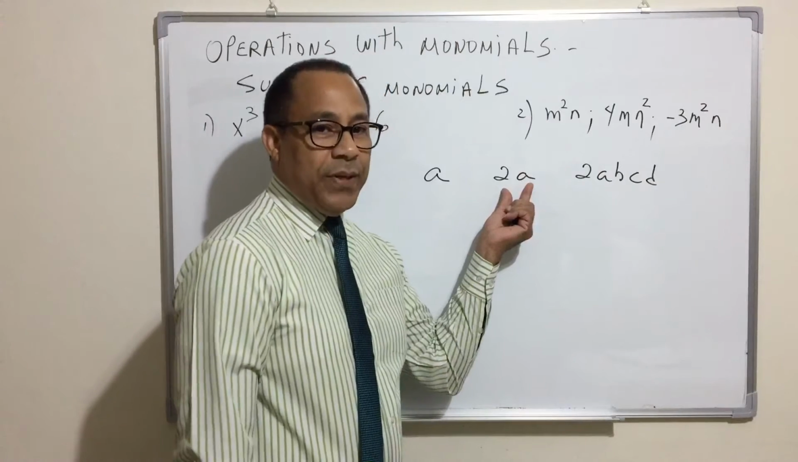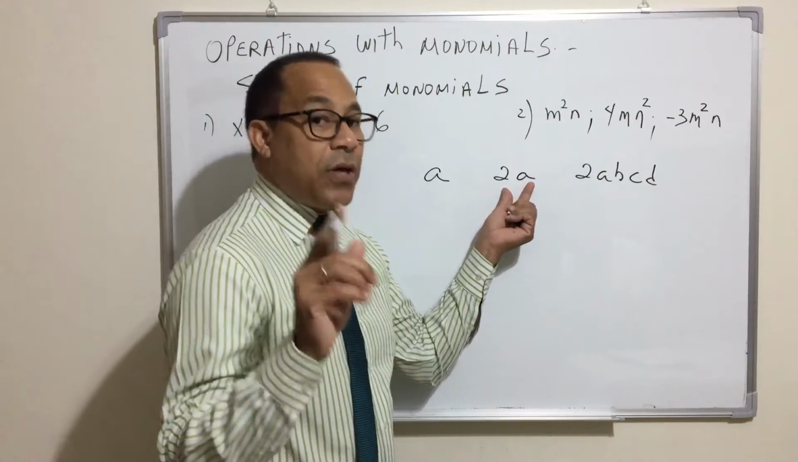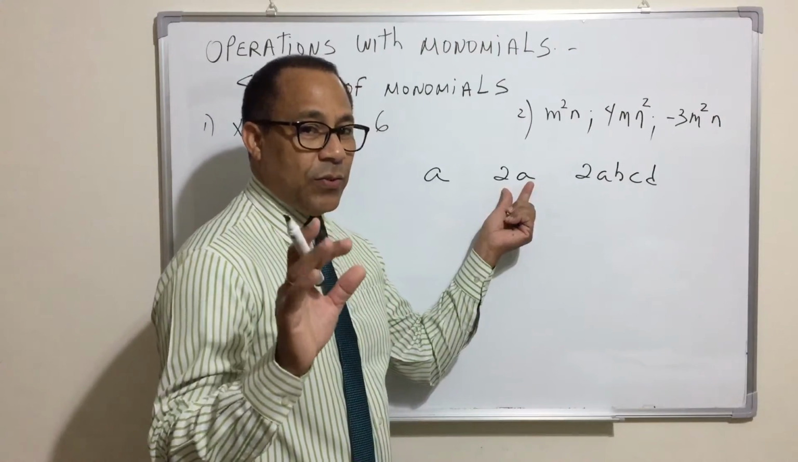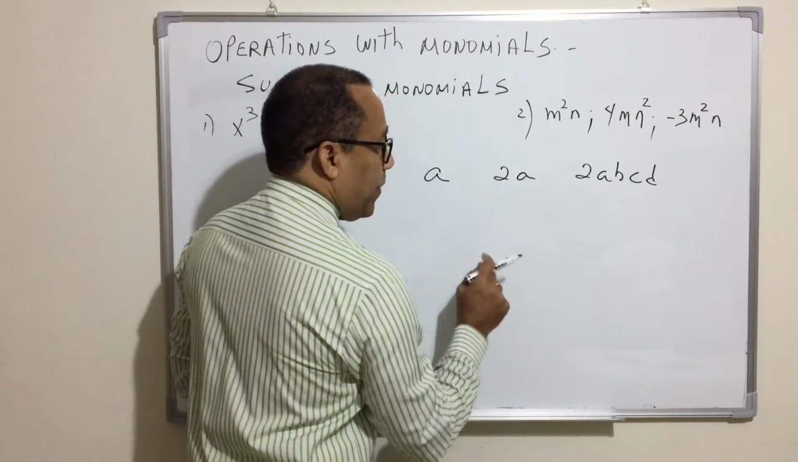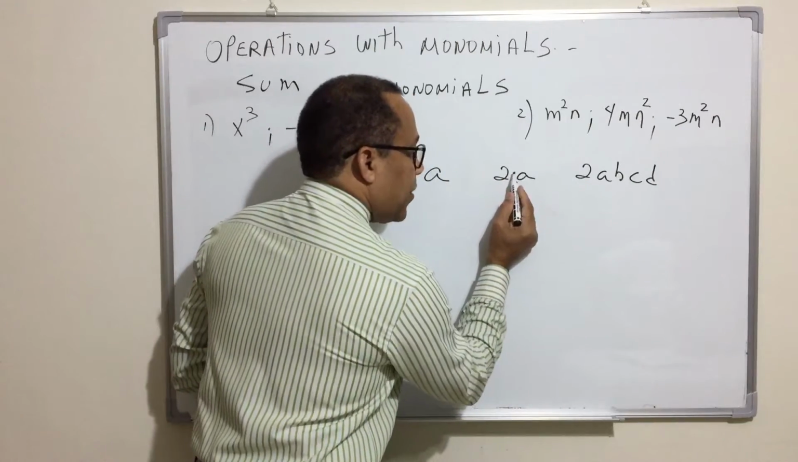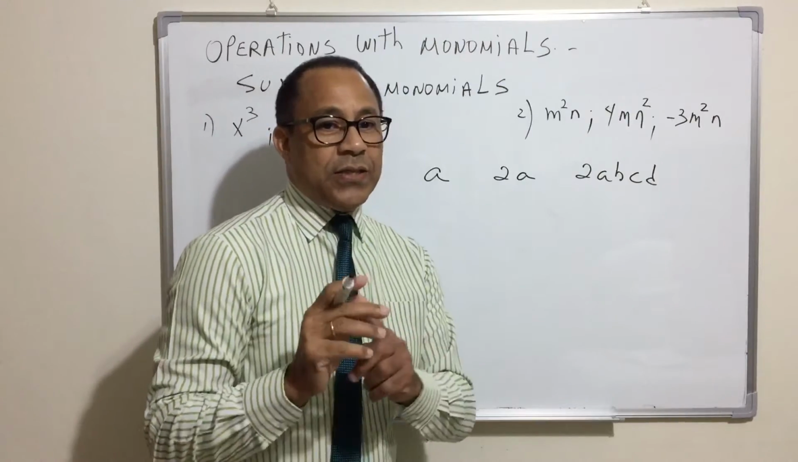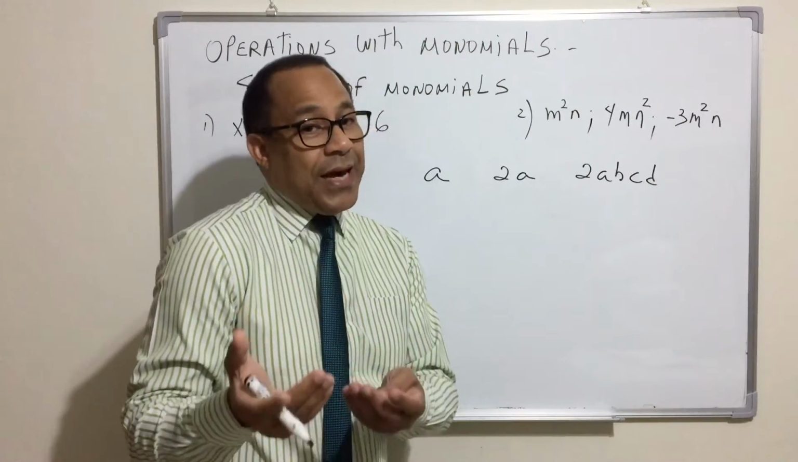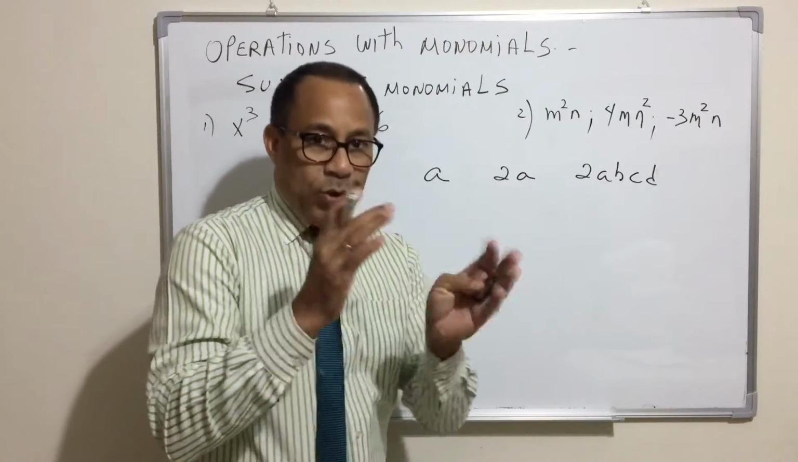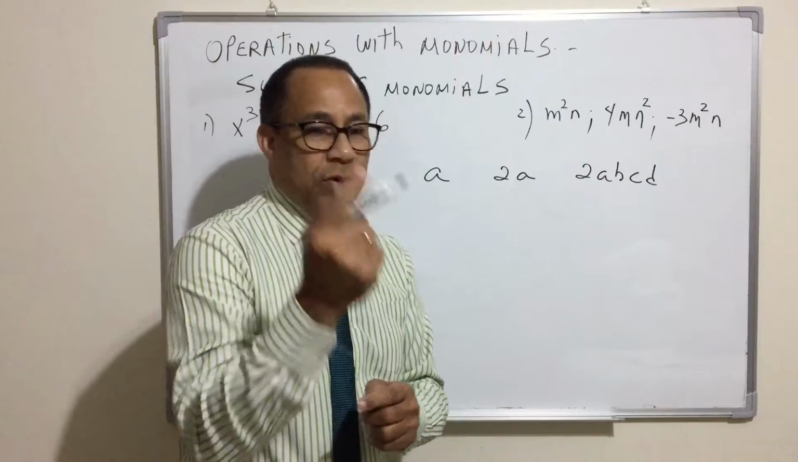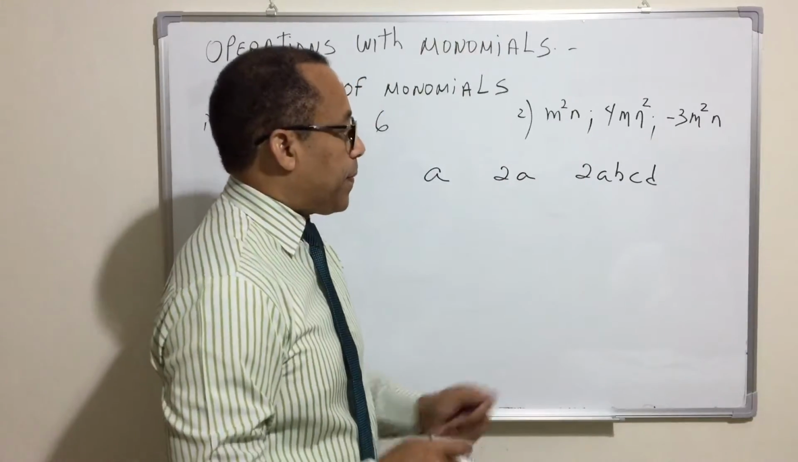2a has two elements, but even though there are two elements here, it's only one term because, and this is the reason why, there's no sign between the two elements. There's no positive or negative sign between the two elements. So this is why it is only one term. Besides, 2a means 2 times a. In a multiplication, it becomes only one term. 2 times a is 2a, only one term.